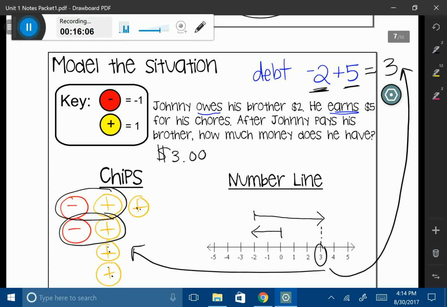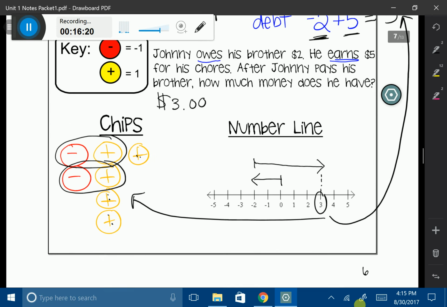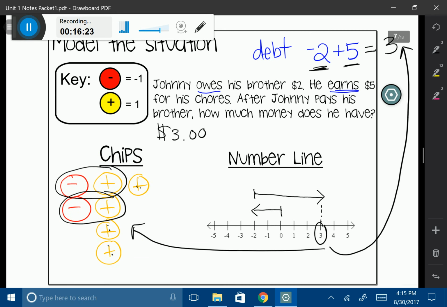If you were to get an answer like 27, well, that doesn't really make sense, because if you owe someone something and you don't really make that much more than what you owe, you're not going to have a significant amount of money left in your bank. Okay, and that is the end of this lesson.